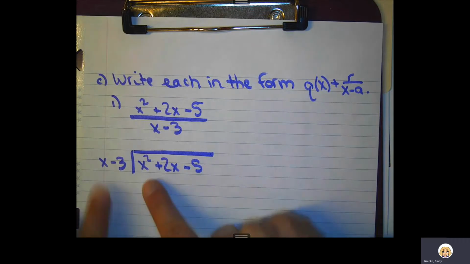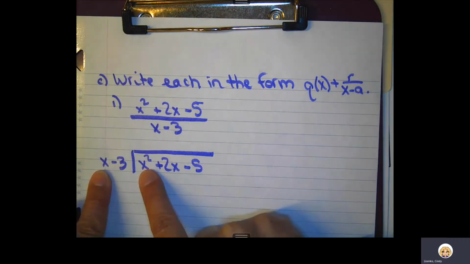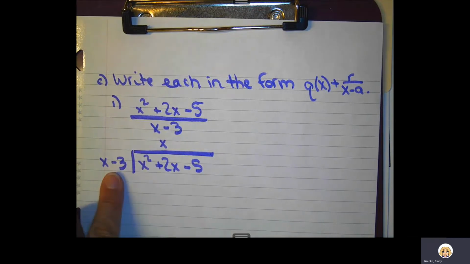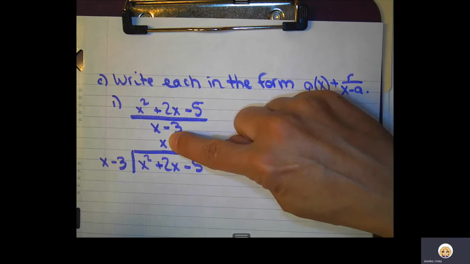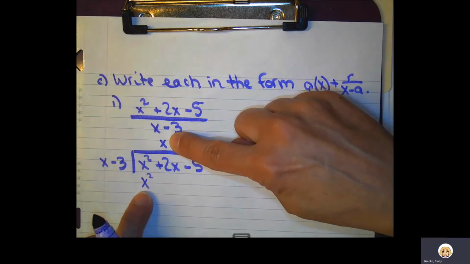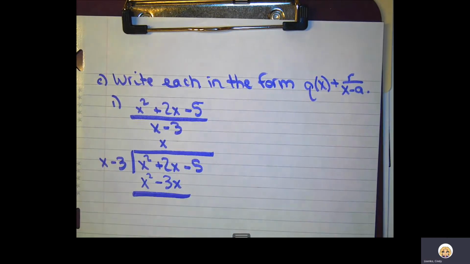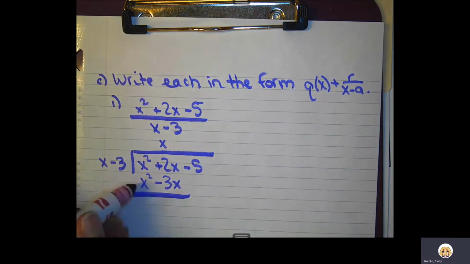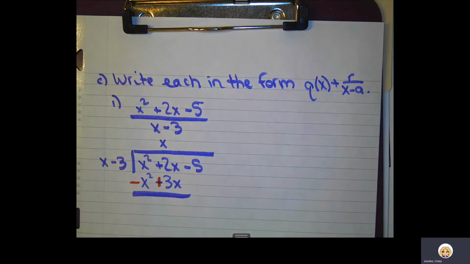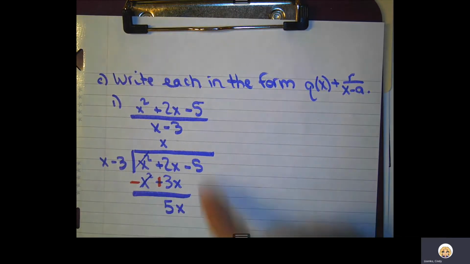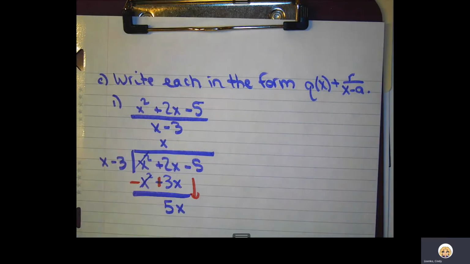So now we compare the first 2 terms. X times what gives us x squared? That would be x. So I'm going to put an x at the top. Now I'm going to multiply all of this by x. So x times x is x squared. It matches, so I can keep going. Negative 3 times x is negative 3x. In order to cancel stuff out, we're going to change the sign. So this becomes a minus. This minus 3x becomes a plus 3x. Because when you're subtracting, it changes the sign. Our x squares cancel. 2 plus 3 is 5, so we have 5x. We now bring down the next term. So I'm going to bring down this minus 5.